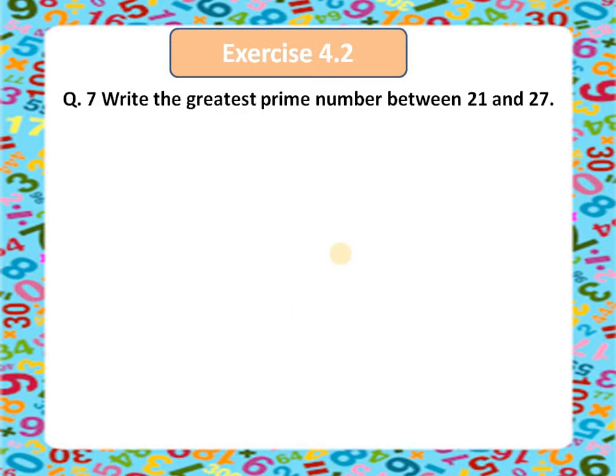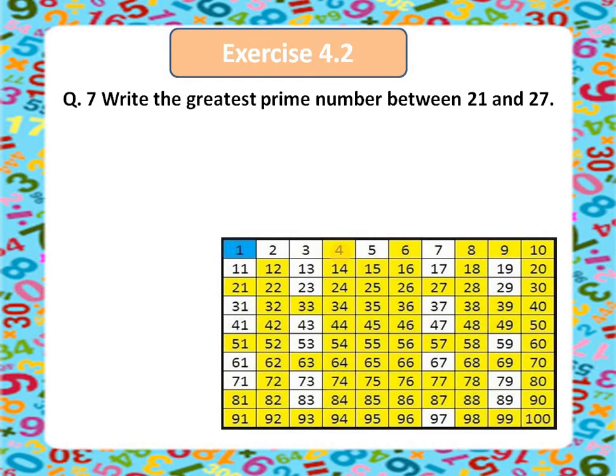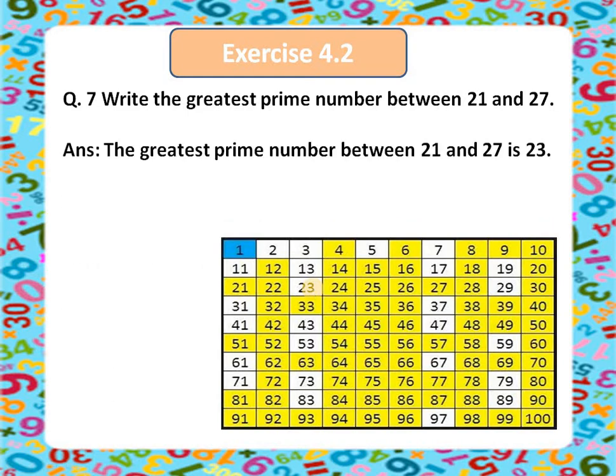Question number 7. Write the greatest prime number between 21 and 27. So look here on this table and read the numbers 22, 23, 24, 25, 26, 27. Stop here because we have to know between 21 and 27. There is only one prime number. When there is only one prime number, we can't compare. We will simply write 23 here as the answer. The greatest prime number between 21 and 27 is 23.